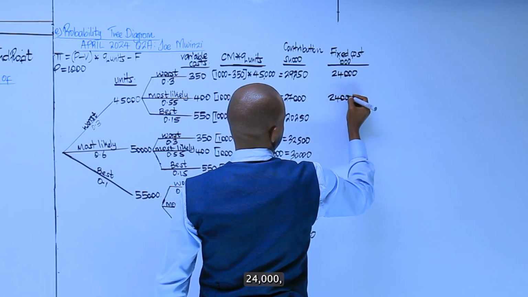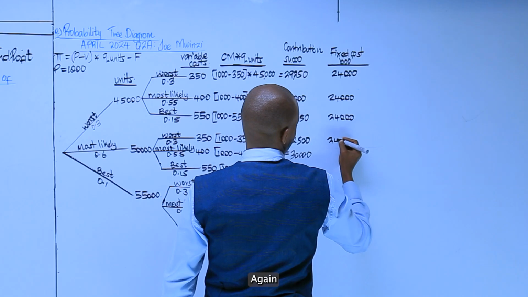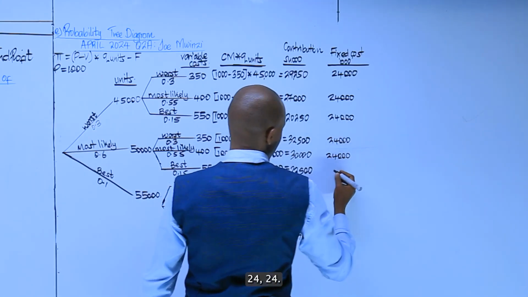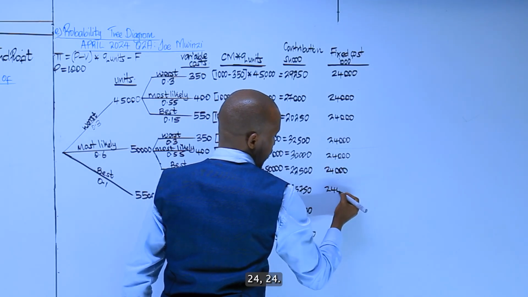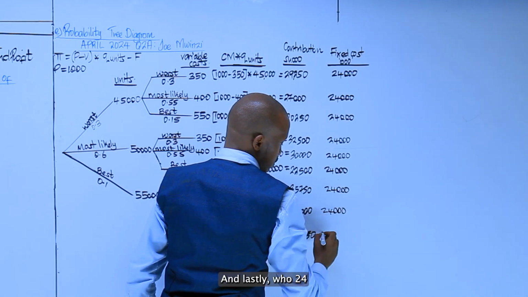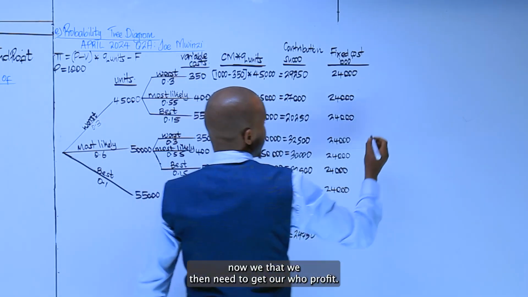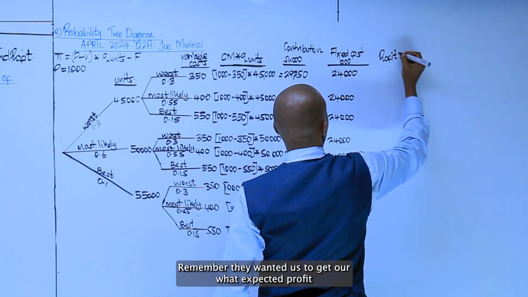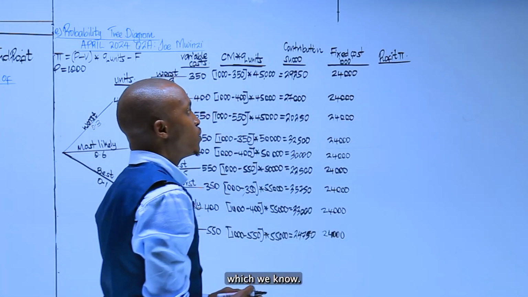24,000 for each scenario, and lastly 24. Now with that, we then need to get our profit. Remember they wanted us to get our expected profit.